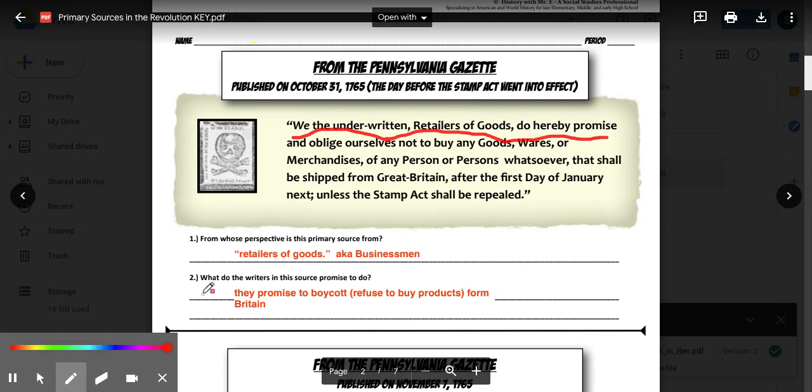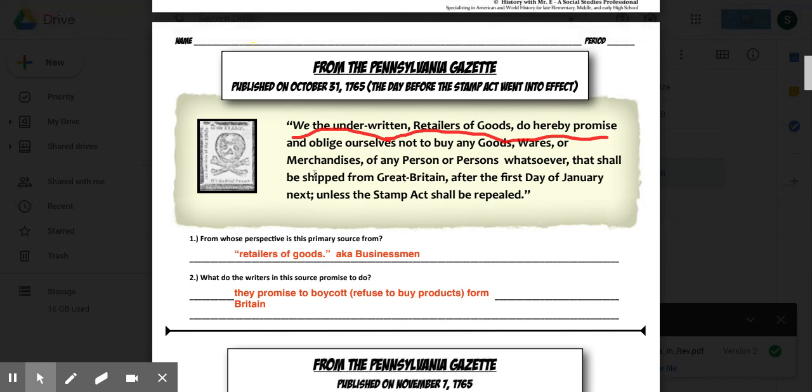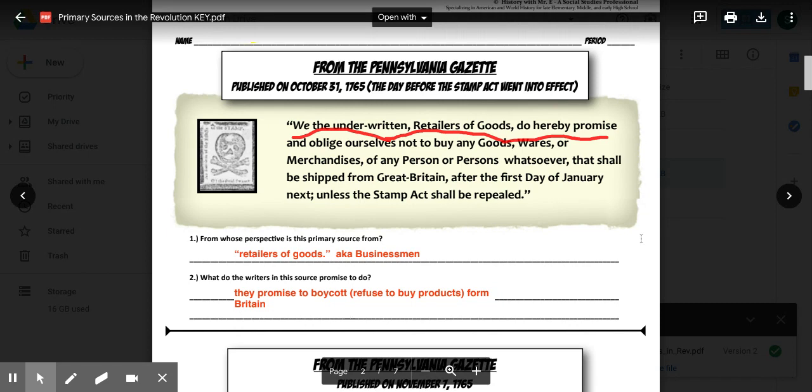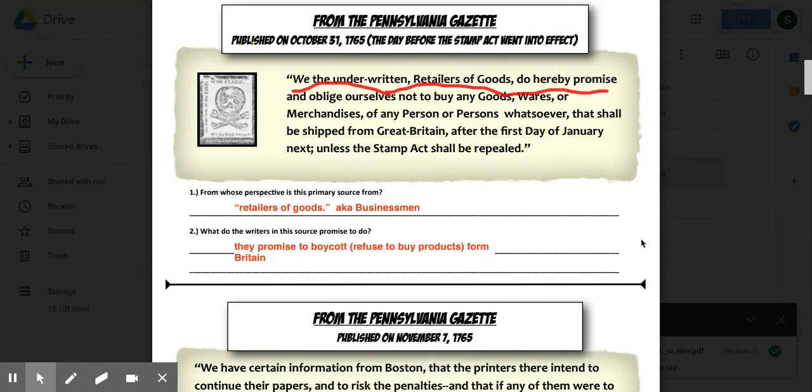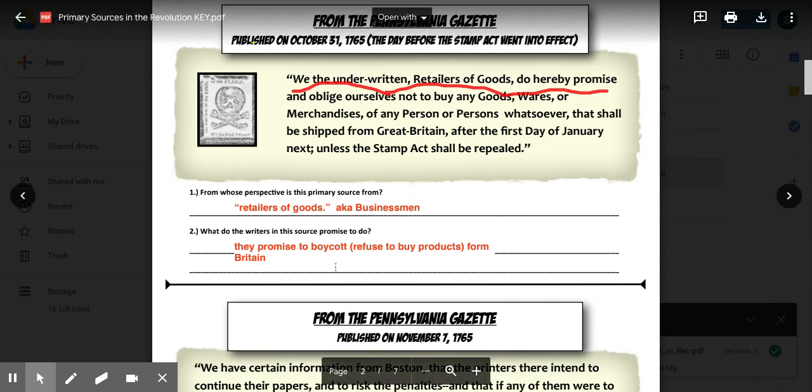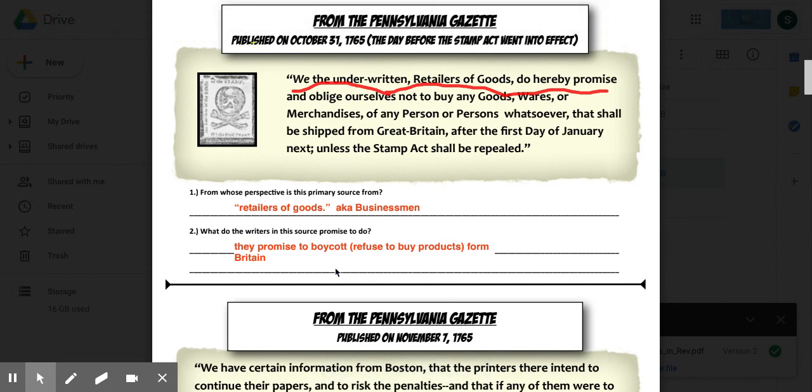So underwritten means everything that is written below this. So what it's saying here is that we, the retailers of goods, or we, the businessmen, we, the shop owners. So it's basically announcing themselves, saying that this is written by a shop owner. All right, our second question says, what do the writers in this primary source promise to do?